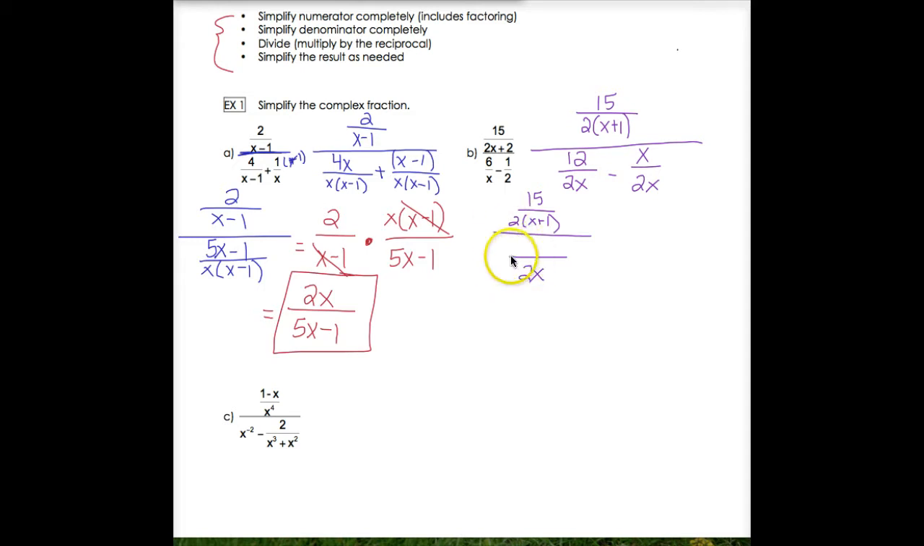And so that's going to give me 12 minus x. And if you want to switch it to negative x plus 12, that's the same thing, but you can leave it this way. So now numerator's completely simplified, denominator's completely simplified, which means I am now clear to go ahead and perform the actual division.